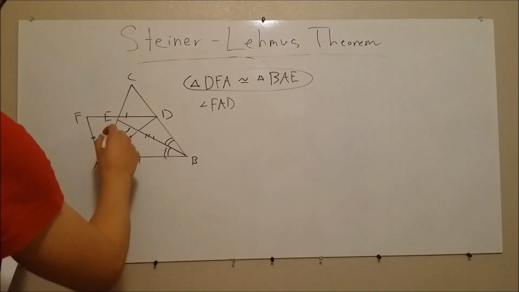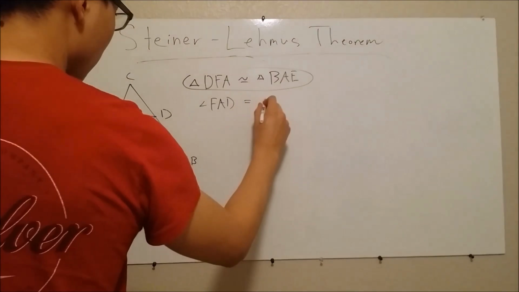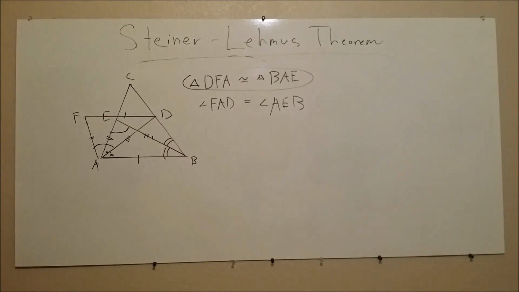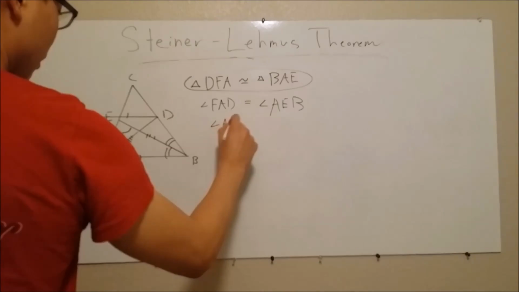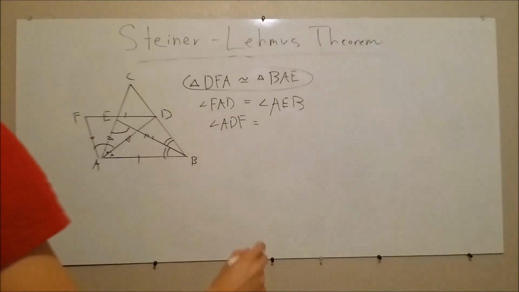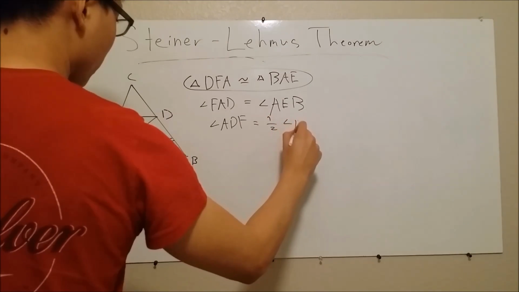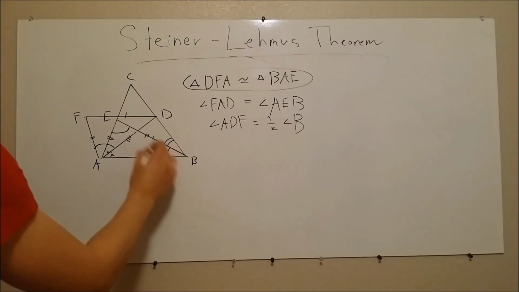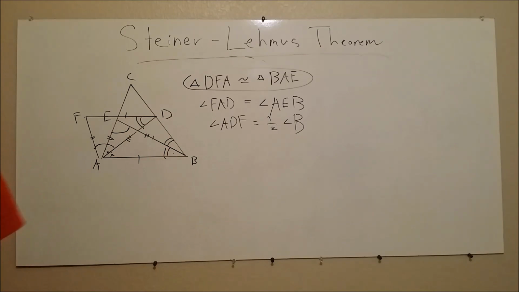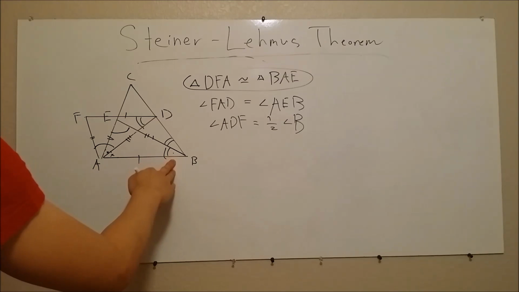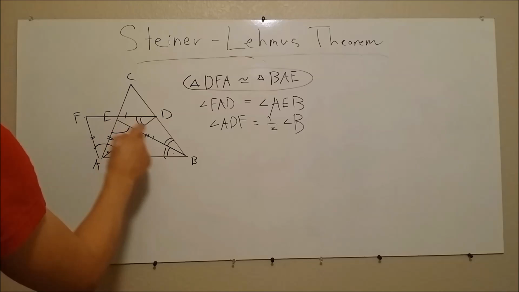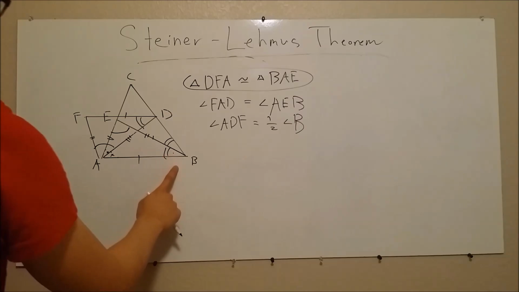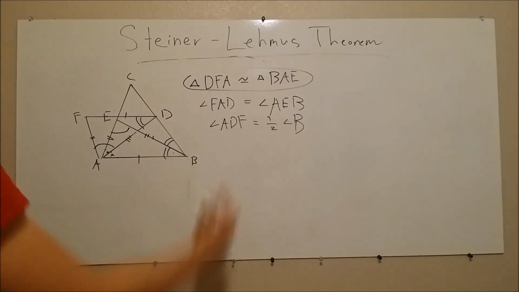So this angle, what is this angle? It is AEB. We also have angle ADF is equal to half of angle B. Now, how did we get that? Well, we got it because this angle right here is congruent to this angle. And as we know, this angle has been bisected from B by this line segment BE. And by bisection we mean divided by half.